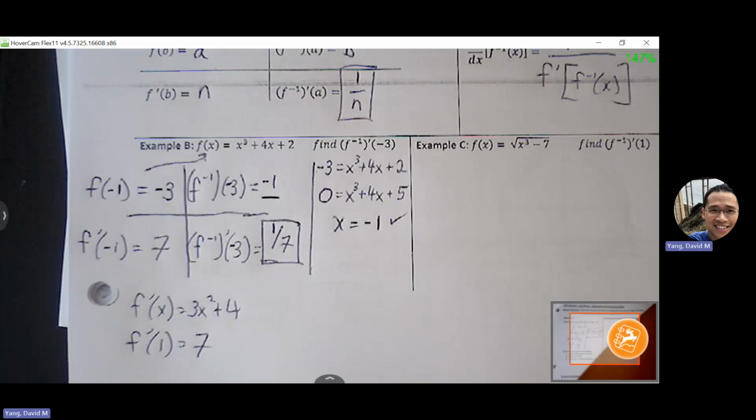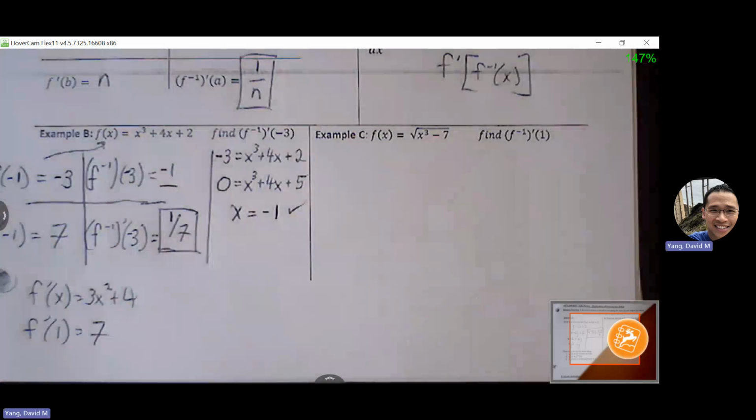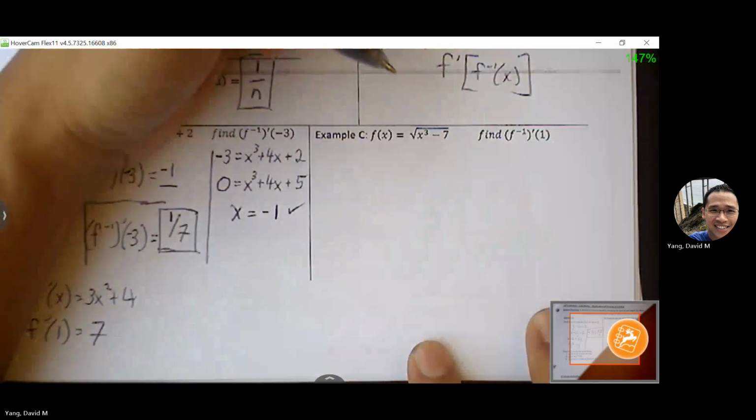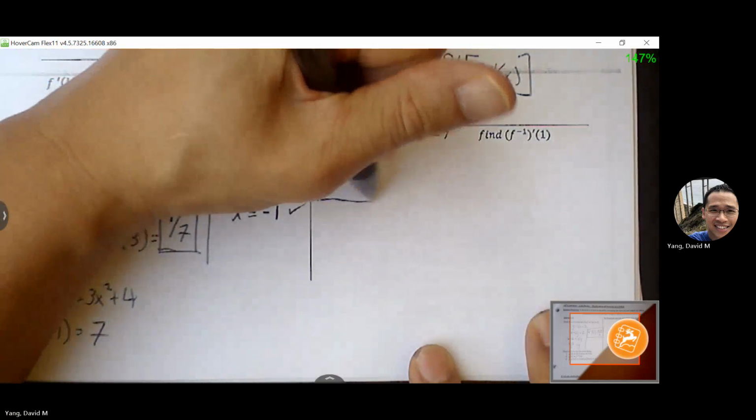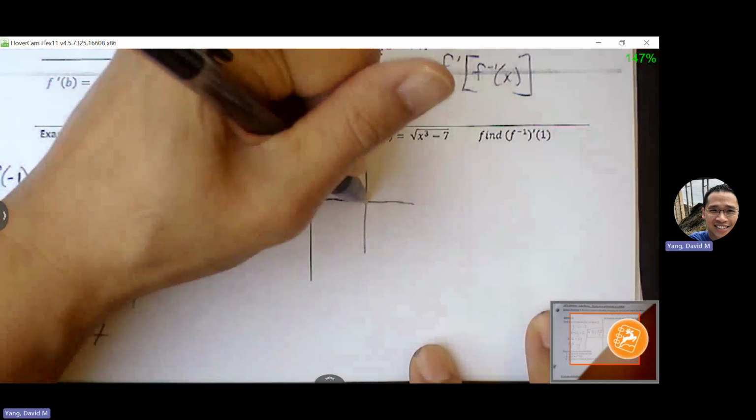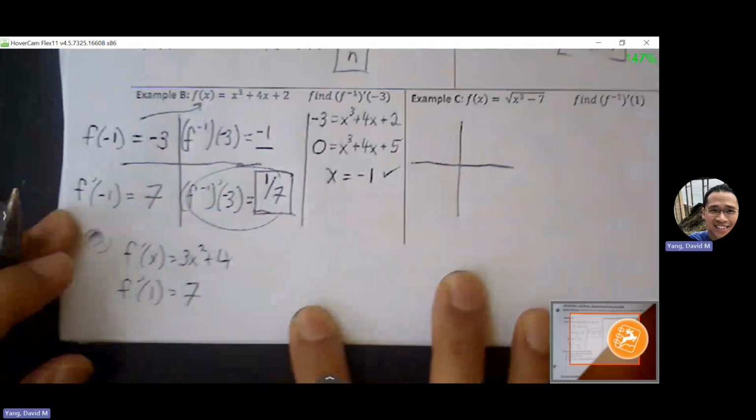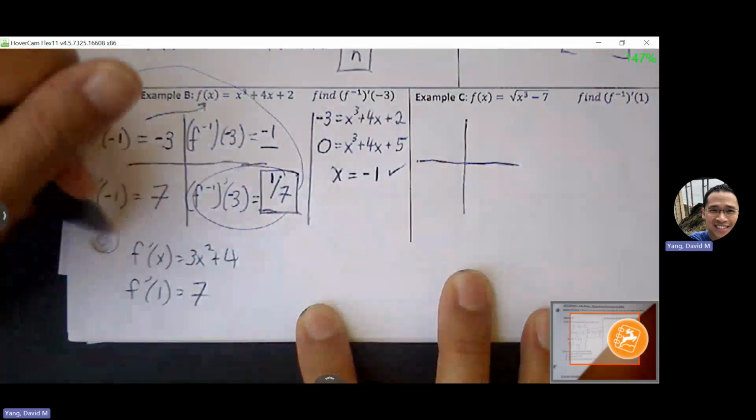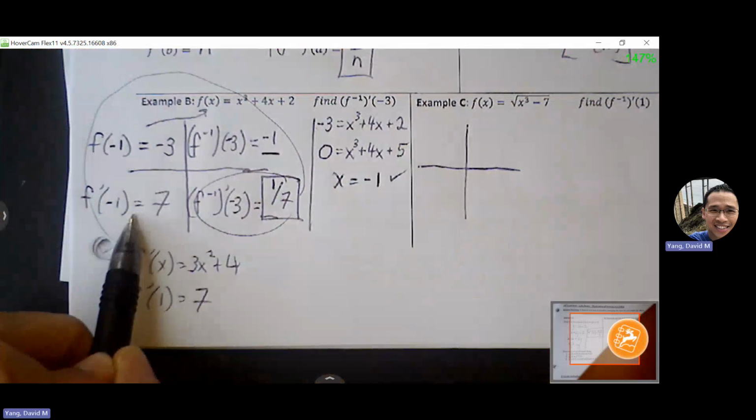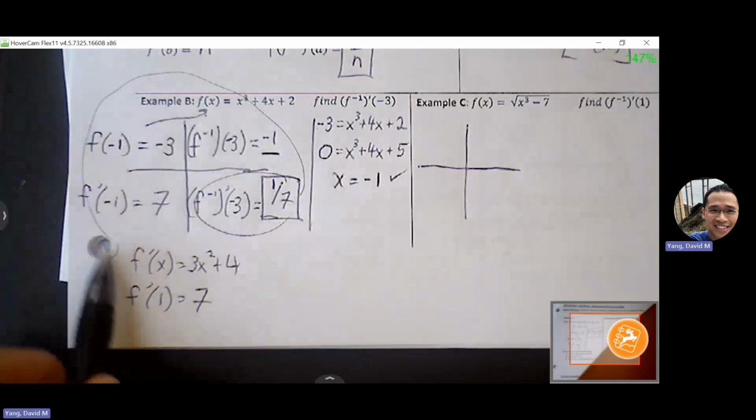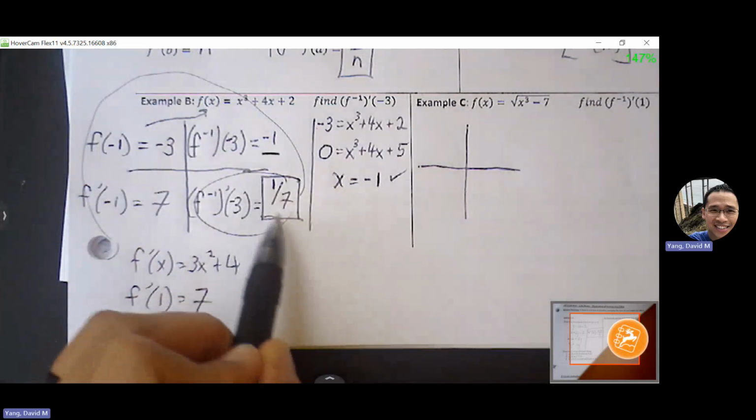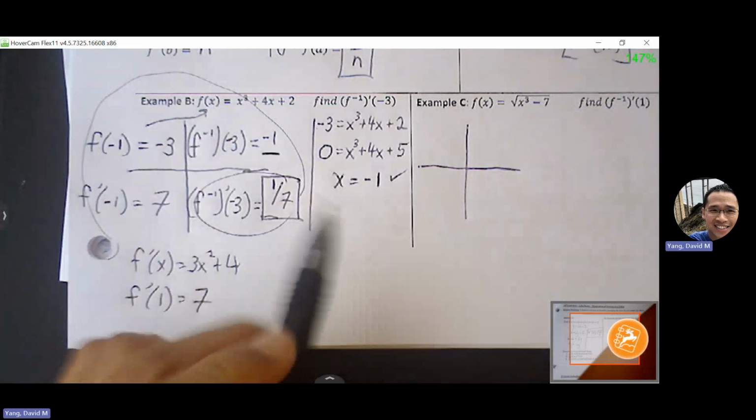Okay, so let's try example C. And let's go through this process. So basically, I'm always starting at the bottom corner, and I'm working my way around this chart. And by the time I get to here, I have enough information. By the time I come around full circle, I have the value that I want.